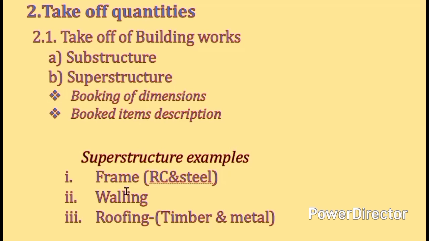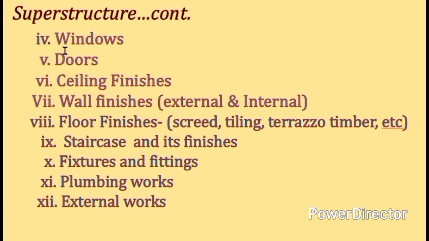Now let me give you some of the examples of the superstructure that we are going to deal with. Number 1 is frame, and in frame we have reinforced concrete and steel. Then number 2 we have walling, then we have roofing, and with roofing we have timber roof and metal roof. We are going to continue to windows, doors, ceiling finishes, wall finishes, both external and internal, and floor finishes, i.e. screed, tiling, terrazzo, timber, and the rest. Then we are going to continue with the staircase and its finishes, then fixtures and fittings, then plumbing works, and we are going to end the superstructure works with external works.